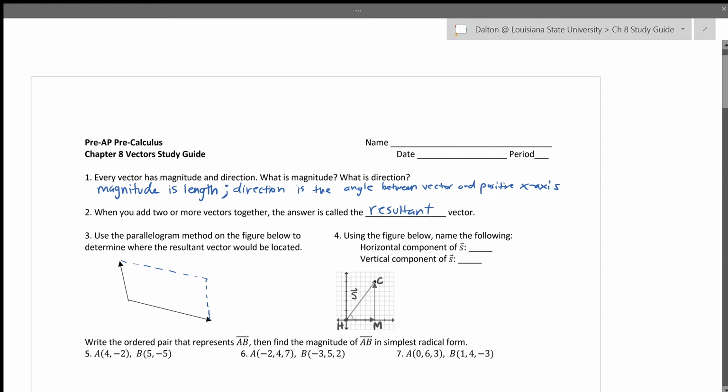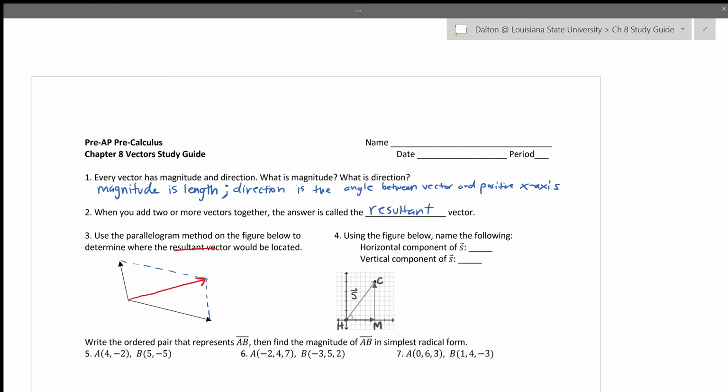And then the resultant vector would be the vector that starts where the two other vectors met tail to tail, and it would go across your shape like this. So the resultant vector would be that red vector there. Now, I didn't ask you for specific numbers to measure the angles or the magnitude or anything, but that's just geometrically speaking.